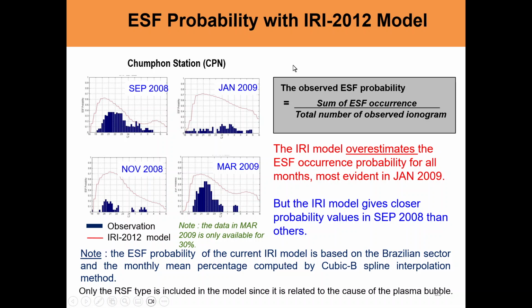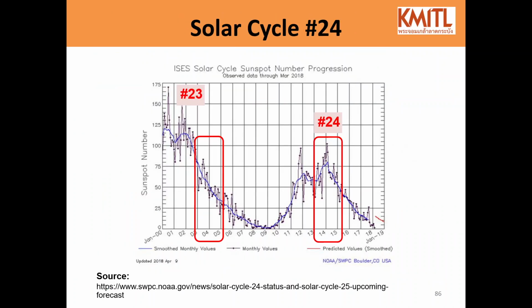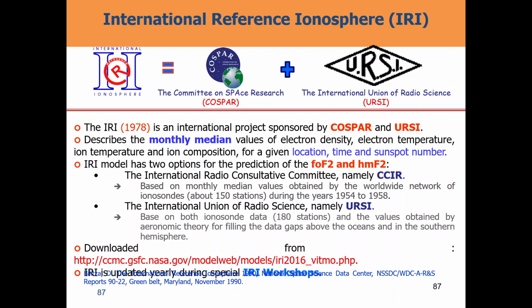So there are different models to look at this type of probability. For example, the IRI model, called the International Reference Ionosphere Model. You can look at this type of model for many parameters. One of the models, called IRI or International Reference Ionosphere, is a very well-known model that sometimes we download data from for use.